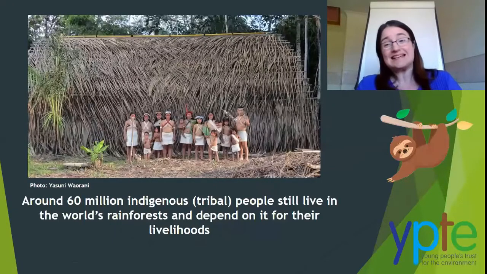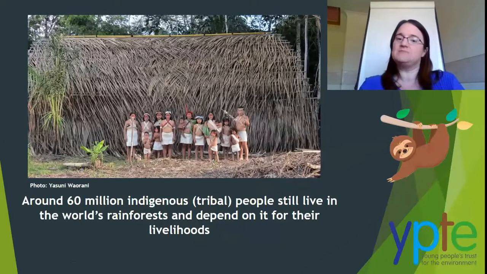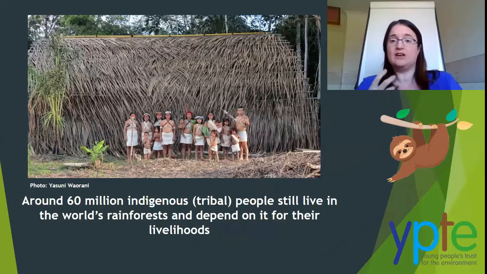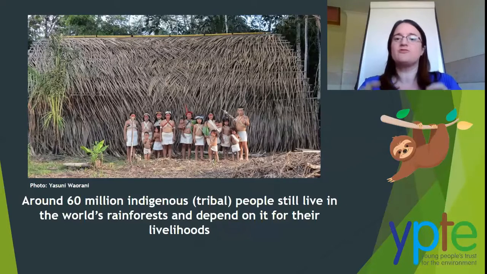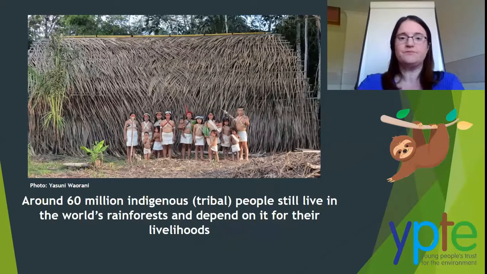So there are about 60 million Indigenous people who still live in the world's rainforest and depend on it totally for their livelihoods. And Indigenous is a word that means the people who originate from a particular region or country and who choose to stay there and live there in their original ancestral homes and don't move away from that area. So that's what Indigenous means, people who have grown up generation after generation living in that area and have never moved from one place to another.